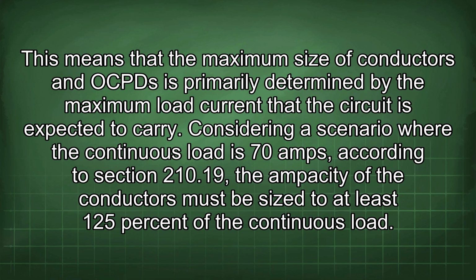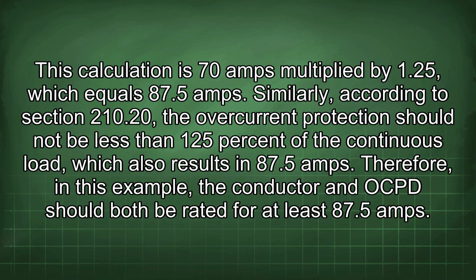Considering a scenario where the continuous load is 70 amps, according to Section 210.19, the ampacity of the conductors must be sized to at least 125% of the continuous load. This calculation is 70 amps multiplied by 1.25, which equals 87.5 amps. Similarly, according to Section 210.20, the overcurrent protection should not be less than 125% of the continuous load, which also results in 87.5 amps. Therefore, in this example, the conductor and OCPD should both be rated for at least 87.5 amps.